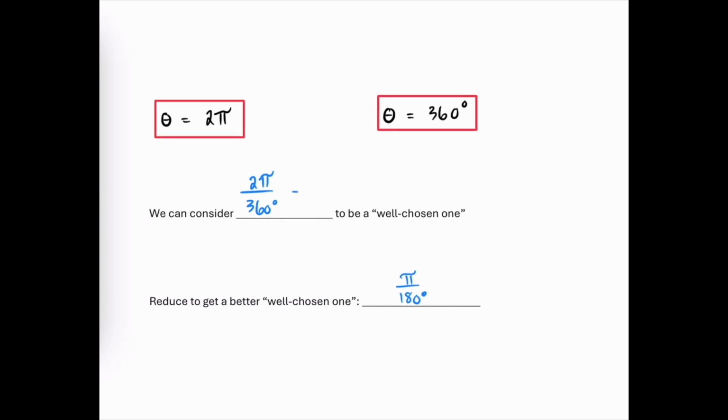Now, since these angles are the same, we could call it 2 pi over 360 degrees, or we could call it 360 degrees divided by 2 pi. Both of those are the same thing. And similarly, if we were to reduce this simplified version of our well-chosen one, we could get 180 divided by pi. Again, both of these ratios are equal to 1 because these angles sweep out the same measure.